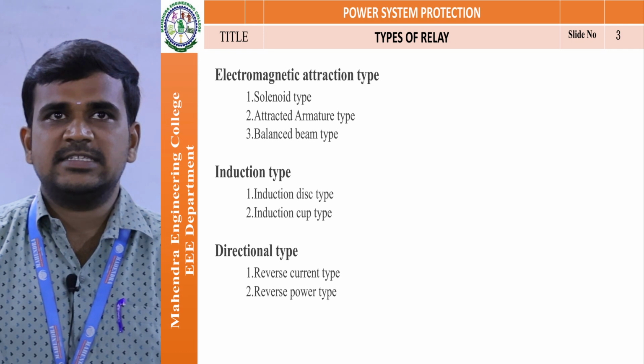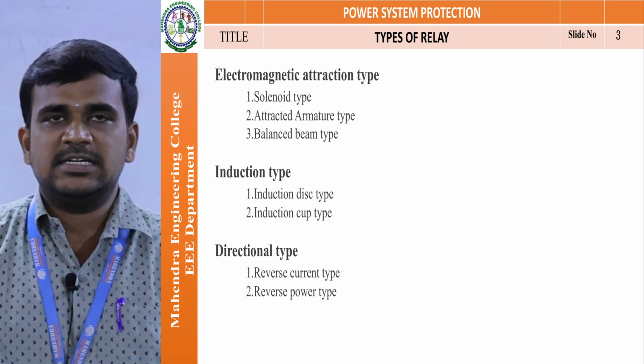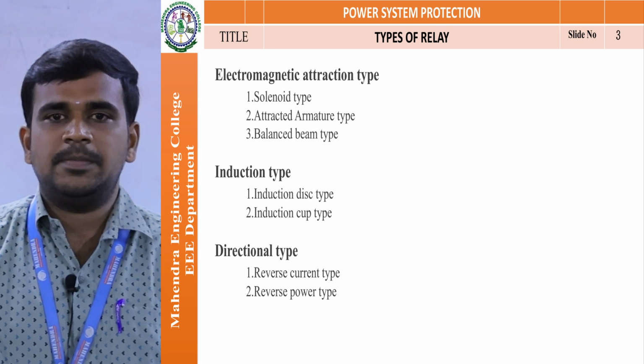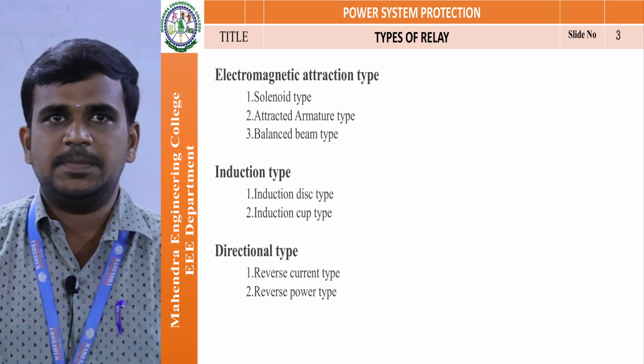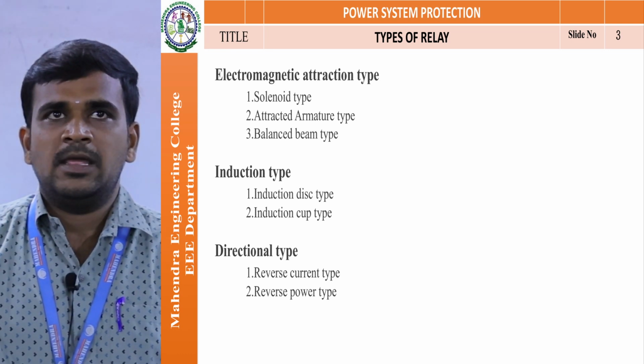The next relay is the induction type relay, which is classified into two types. Number one, induction disc type, then induction cup type, and finally directional type relay. First one, reverse current type, then reverse power type.